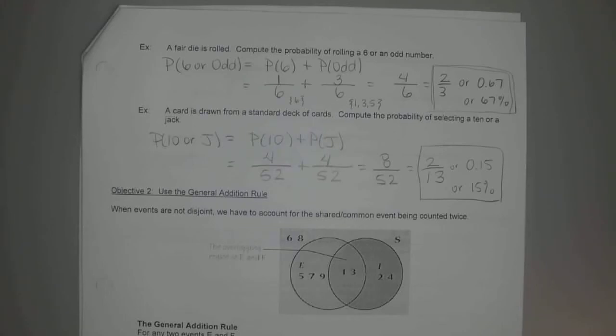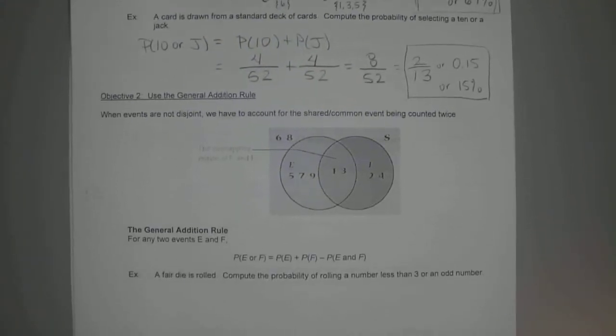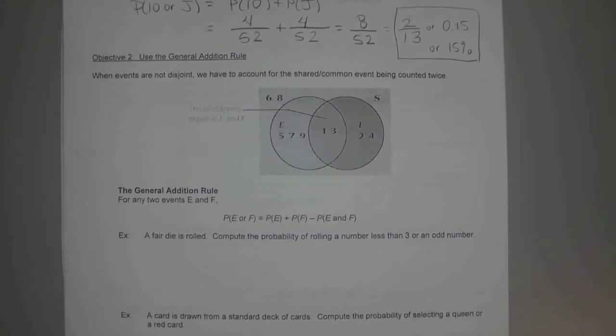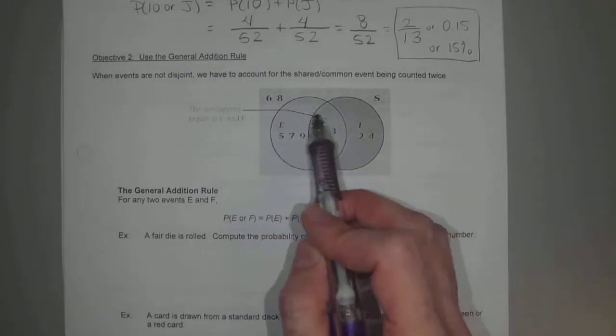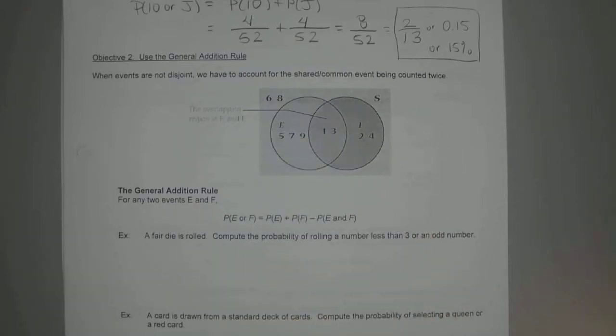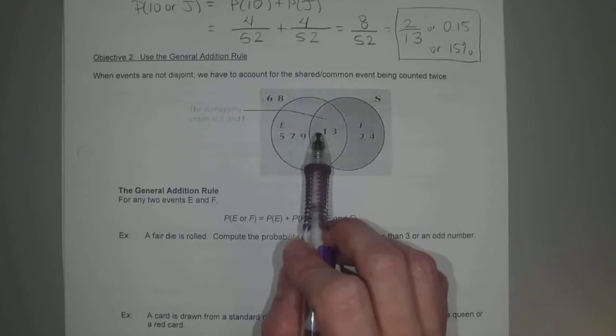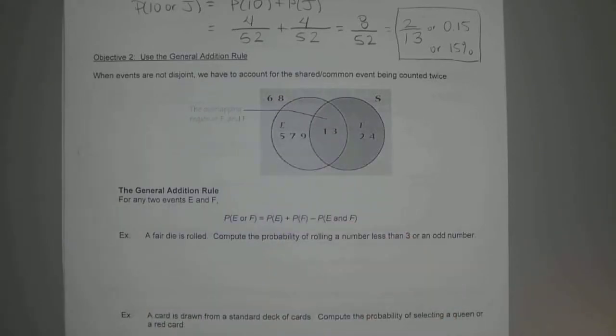Life would be all sunshines and rainbows and kitty cats and gumdrops if everything was mutually exclusive, but it's not, okay? When we start rolling die and drawing cards, we can have common events, so there's a little bit of overlap. Here's the Venn diagram that's showing it. If we want to know the probability of getting something in event E, we have 5 of them. The probability of event F, we have 4 of them, but who did we count twice? The numbers 1 and 3, okay?